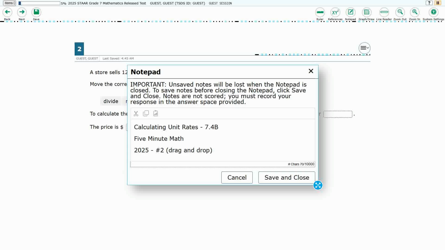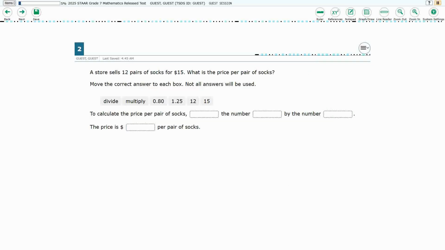Today we are looking at the 7th grade concept of calculating unit rates. This is standard 7.4b in the great state of Texas, and we are using item number 2 of the 2025 released STAAR test. This is a new item type called drag and drop. If you haven't done so already, please go ahead and take a moment to pause the video, work this problem out on your own, unpause it, and we will look at our answers together.